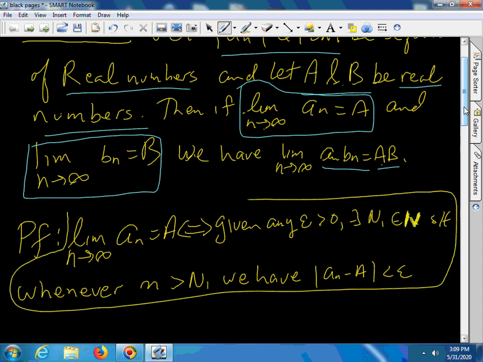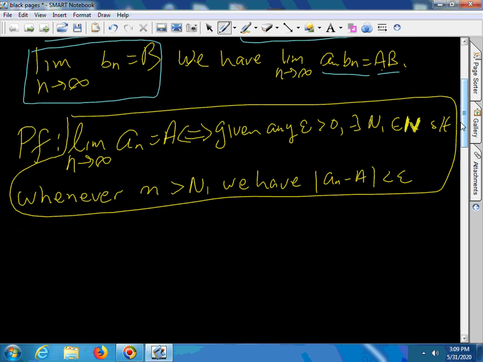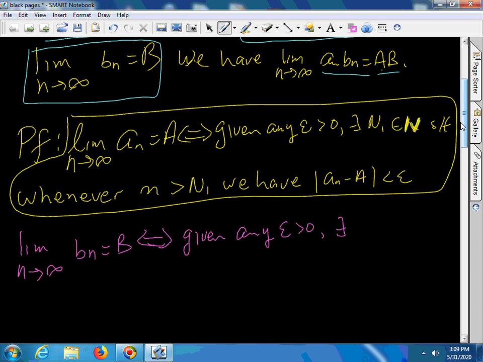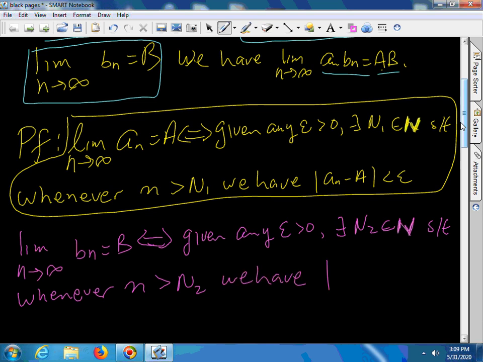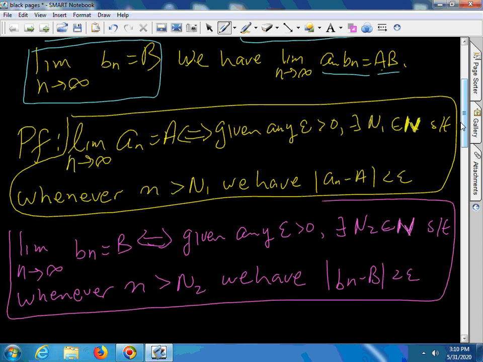We're going to do the same thing for the other limit. The limit as n goes to infinity of b sub n equals B. That's the same statement as: given any epsilon greater than 0, there exists an n2, which lives in the natural numbers, such that whenever little n is bigger than n sub 2, we have that the absolute value of the difference between b sub n and B is quite small. It's less than the given epsilon. Okay, this, of course, is the second definition.